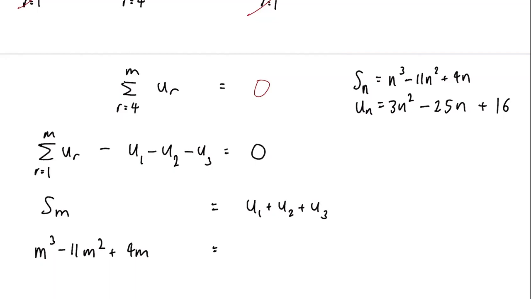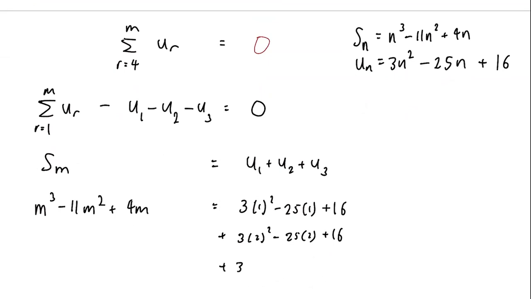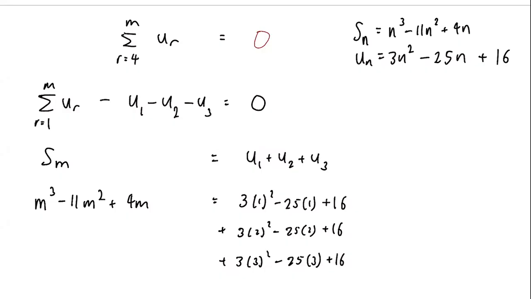Then you just have to sub in. So 3 times 1 squared minus 25 times 1, plus 16. Add on 3 times 2 squared minus 25 times 2 plus 16. Add on 3 times 3 squared minus 25 times 3 plus 16. Key this in a calculator, and what do you get? You get a number that I'm too lazy to calculate.